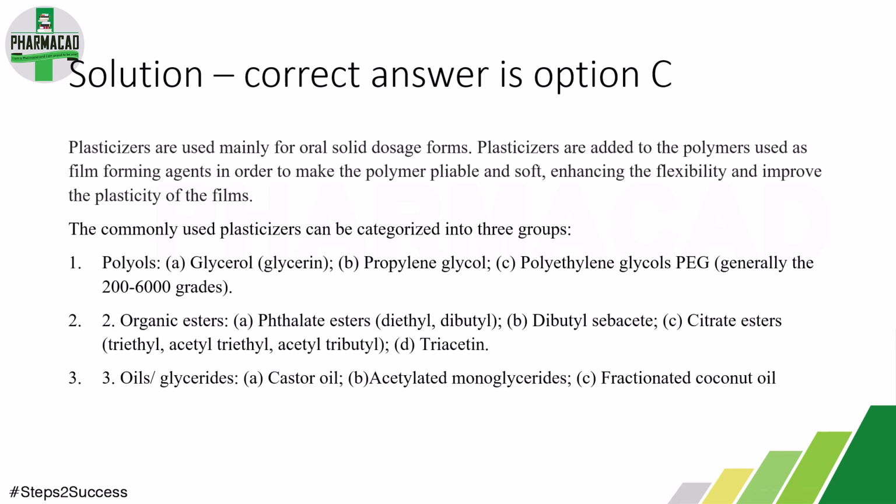Polyols include option A glycerol, glycerin, and B propylene glycol. We all know that glycols are commonly used plasticizers. Then polyethylene glycol, that is PEG, generally the 200-600 grades are used. Organic esters include phthalate esters, dibutyl sebacate, triacetin, citrate esters, etc. Oils and glycerides include castor oil, acylated monoglycerides, fractionated coconut oil, etc.